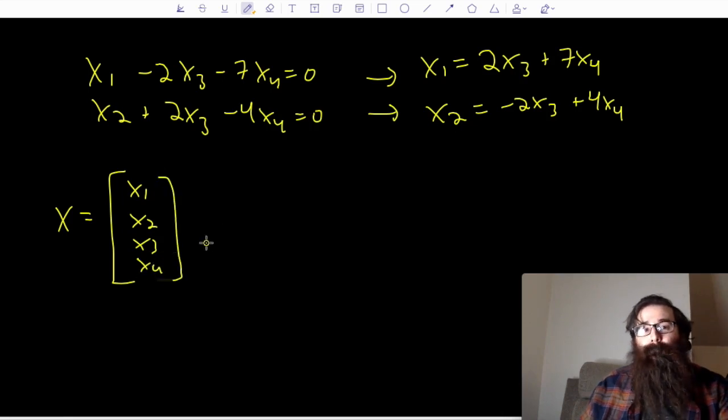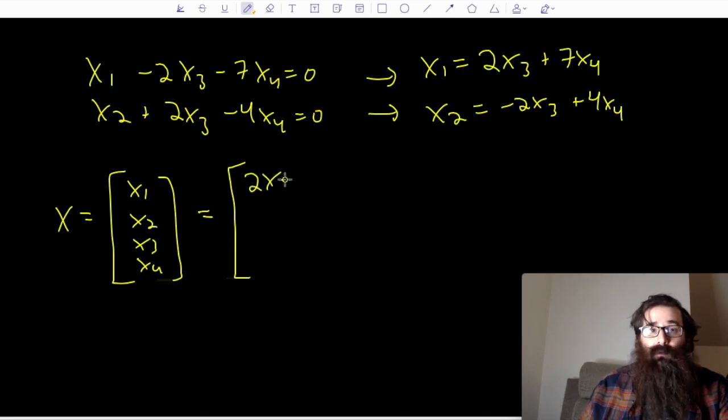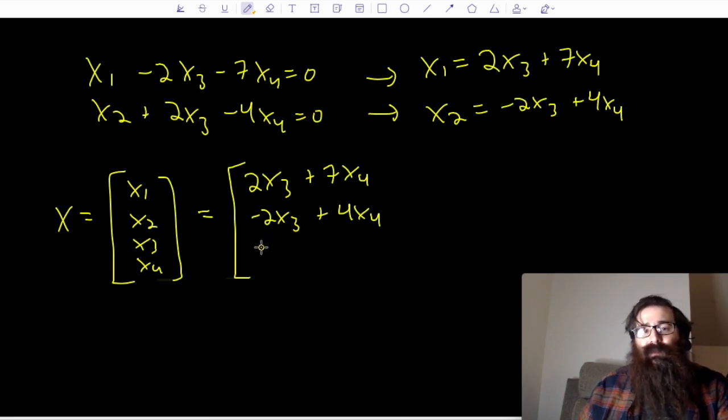But now I want to start making substitutions in terms of the free variables. So here x sub 1 is 2x sub 3 plus 7x sub 4. So I'll swap that out. And x sub 2 is negative 2x sub 3 plus 4x sub 4. And now for these other 2 entries, they're really just the free variables, so they should stay as themselves. There is a nice trick that you can do though, so I'm going to show you that in a second. But we'll say here we have x sub 3 is equal to x sub 3, and lastly x sub 4 is equal to x sub 4.